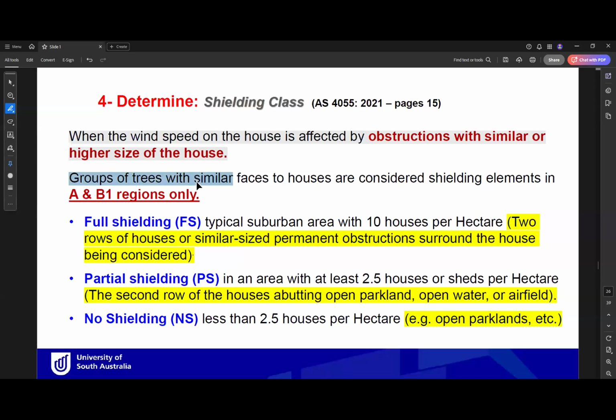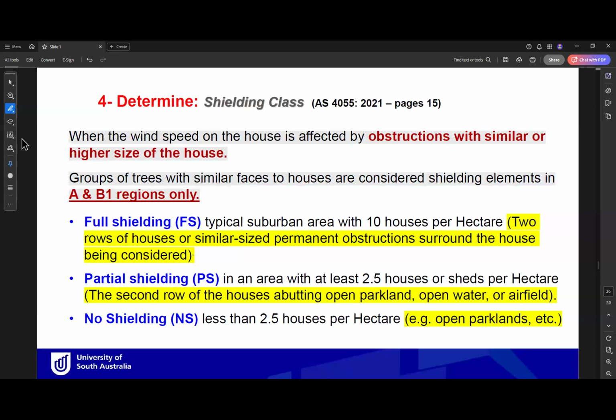One hint from the standard is that groups of trees with similar faces to the house are considered shielding elements in region A and B1 only. So in non-cyclonic areas or non-cyclonic regions, the trees can be considered as shielding, but in other regions, only buildings or houses higher than or the same height as our building can be considered as shielders.